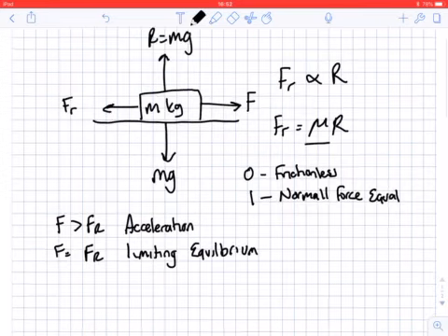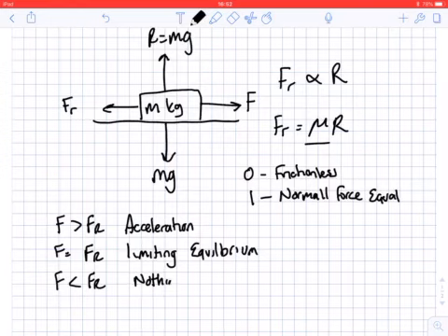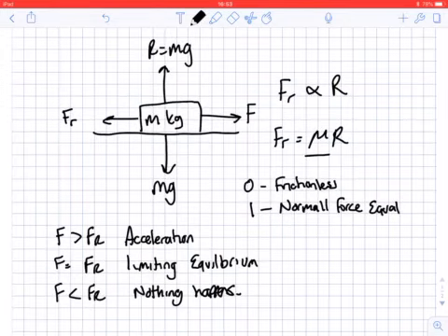And the final one, of course, is if F is less than Fr, and in this case, nothing happens. The object will not move. And that's technically the three situations that will occur when we start to examine forces on a slope.